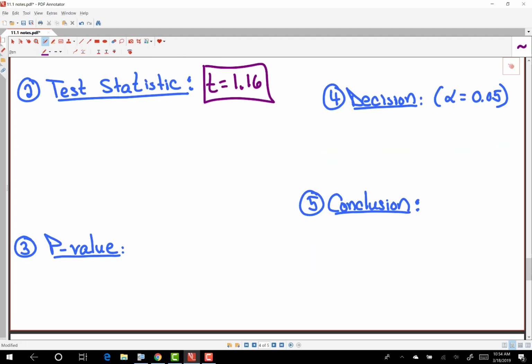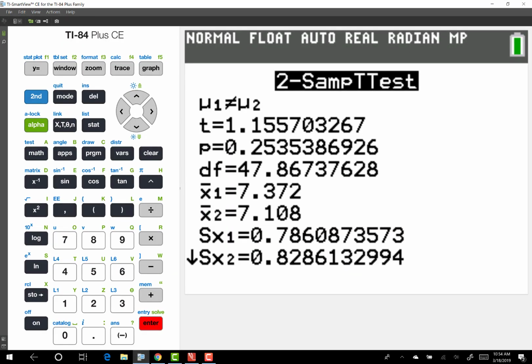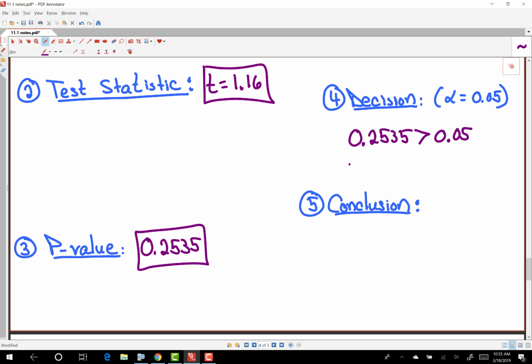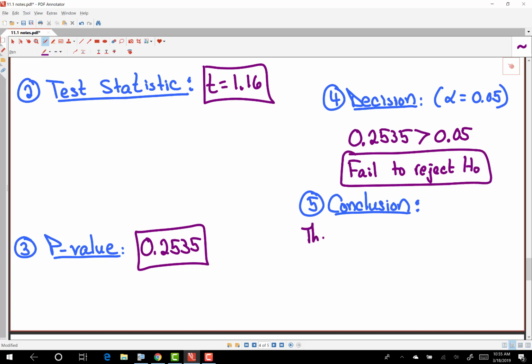And then you can see the p-value turned out to be 0.2535. And so when we go to make our decision, we're going to compare that 0.2535 to 0.05. And you can see that it's greater. So we will fail to reject H0. So for our conclusion, there is not enough evidence. It's not significant evidence. So there is not enough evidence to conclude that.